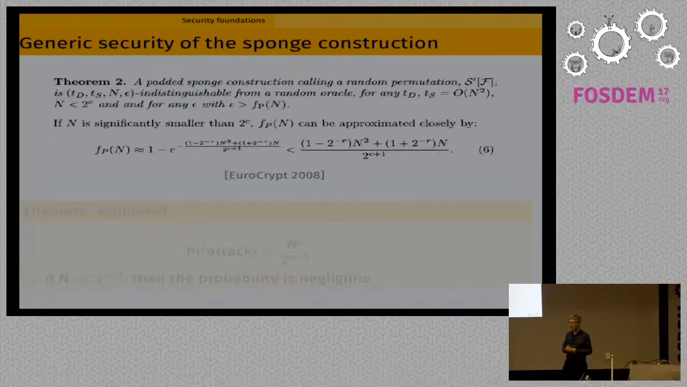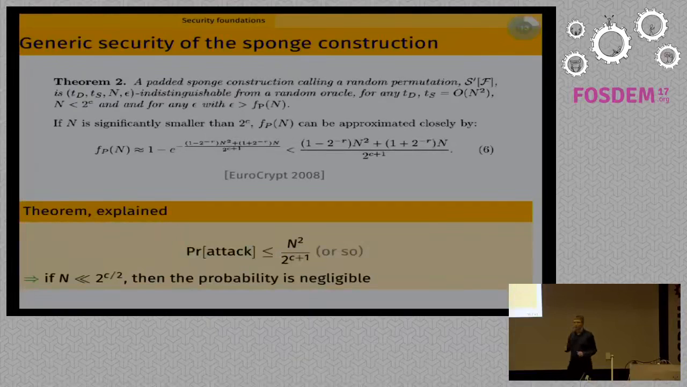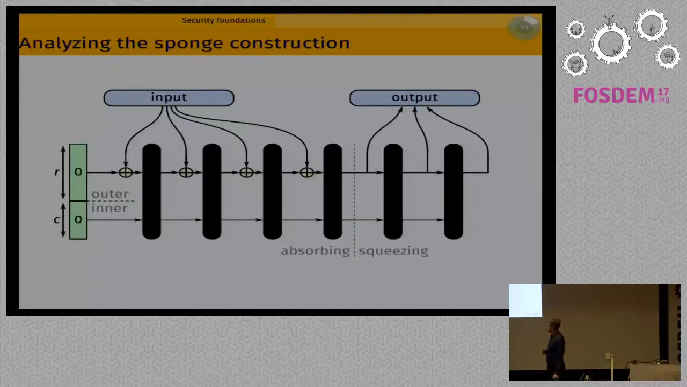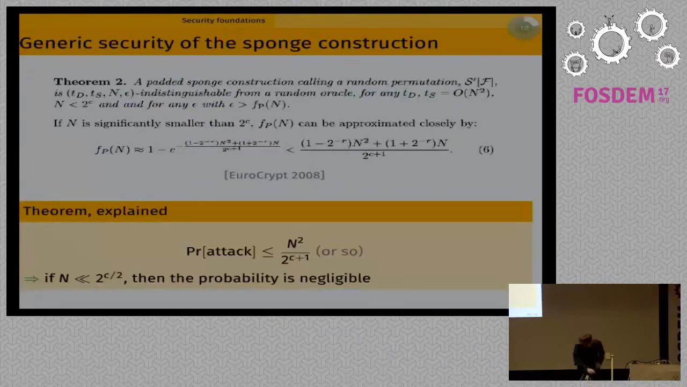This is a theorem that we proved at Eurocrypt 2008. Don't worry, I'm going to explain what it means. So first, let me go back one slide. One important parameter of the sponge construction is the capacity, the value C that appears on the left side of this figure. It's the size of the part of the state that is not directly touched by the input or the output blocks. And the security highly depends on this value.